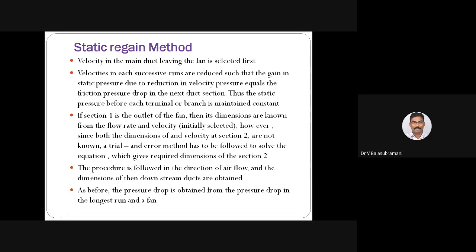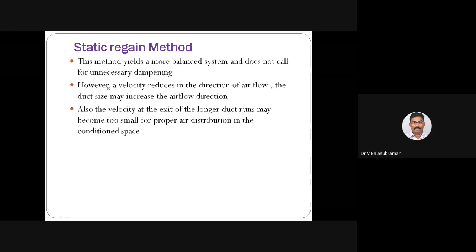The dimensions of the downstream ducts are obtained. As before, the pressure drop is obtained from the pressure drop in the longest run, and the fan is selected. This method yields a more balanced system. This is the best method and does not cause any unnecessary dampening. However, velocity reduces in the direction of the airflow. The duct size may increase along the airflow. So the velocity at the exit of the longer duct runs may become too small for proper air distribution to the conditioned space.